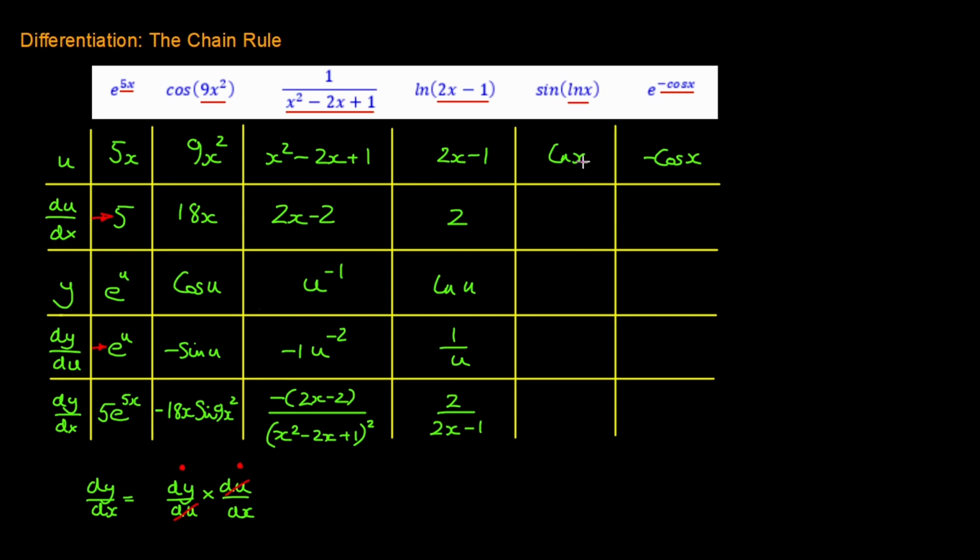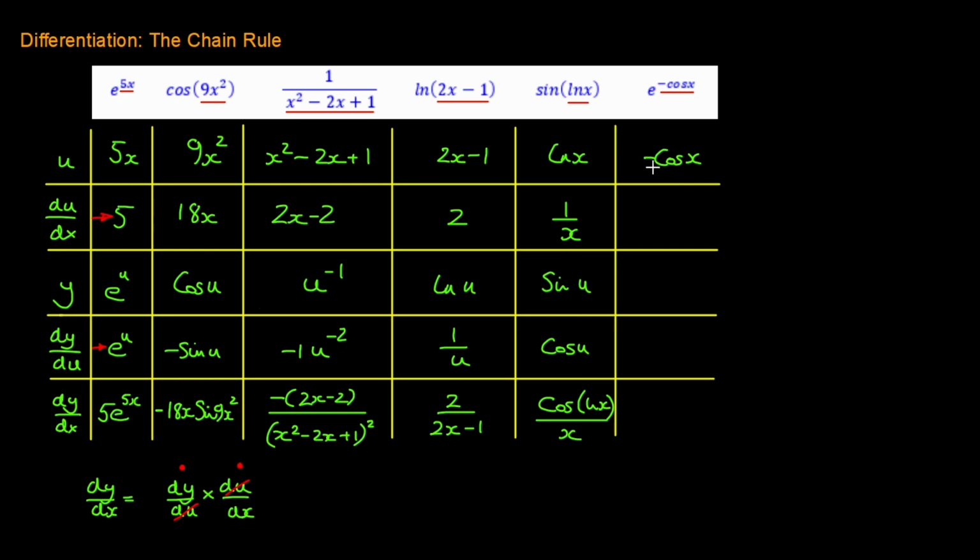The fifth example, we've substituted ln x as u, so the differential of ln x is 1 over x. And y is simply the sine of u, and the differential of sine u with respect to u is cos u. Again, multiplying line 2 by line 4, we get cos u, which is cos(ln x), divided by x.